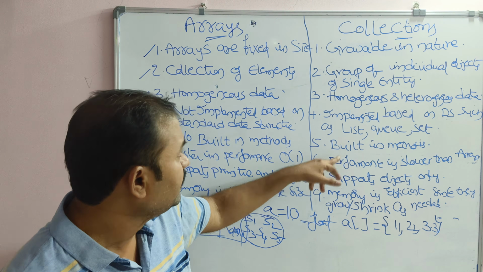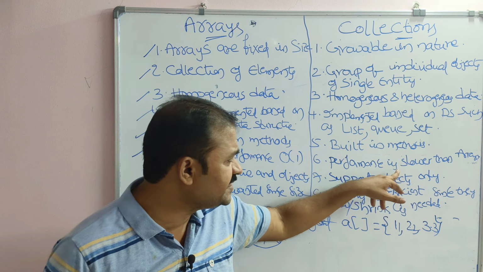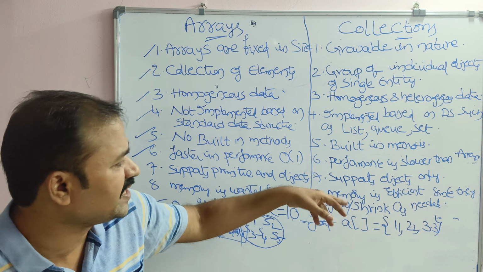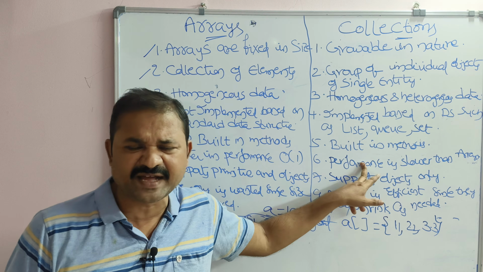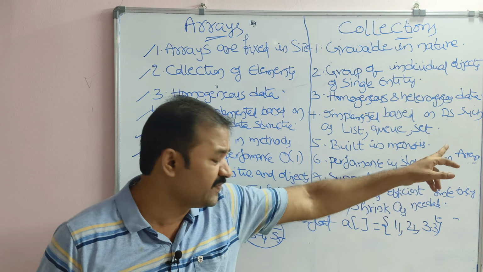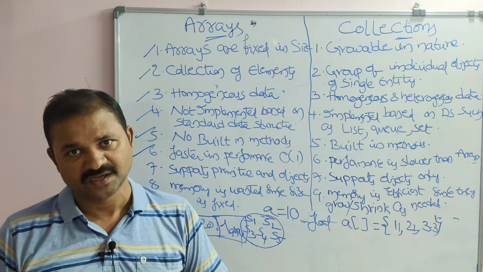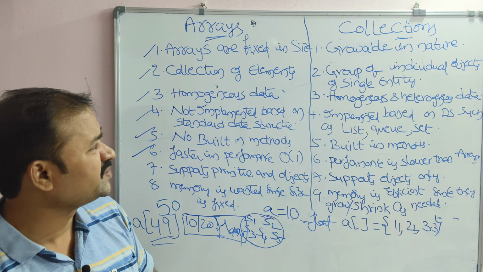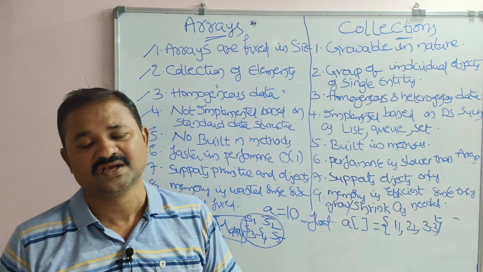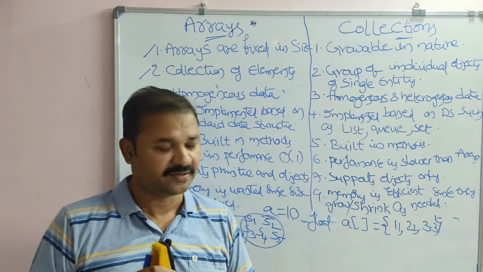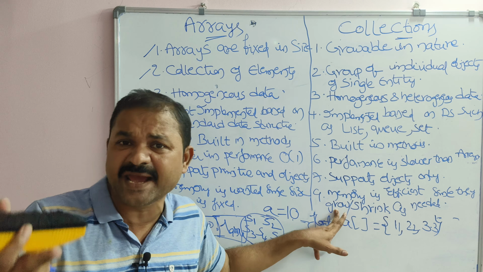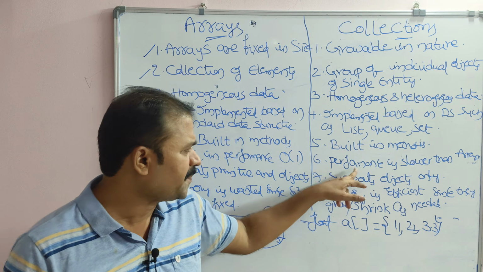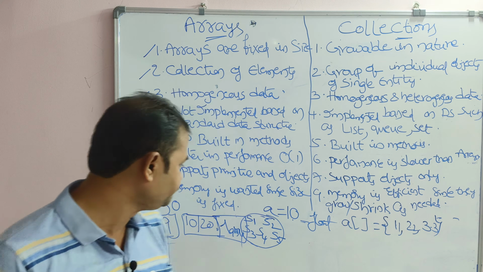Whereas collections performance is slower than arrays. So this is one problem with collection. The performance of the collection is slower when compared with arrays. Why? Because here we are using several built-in methods, and also the collection is growable in nature. The size of the collection may grow or shrink. That's why the performance is slower.